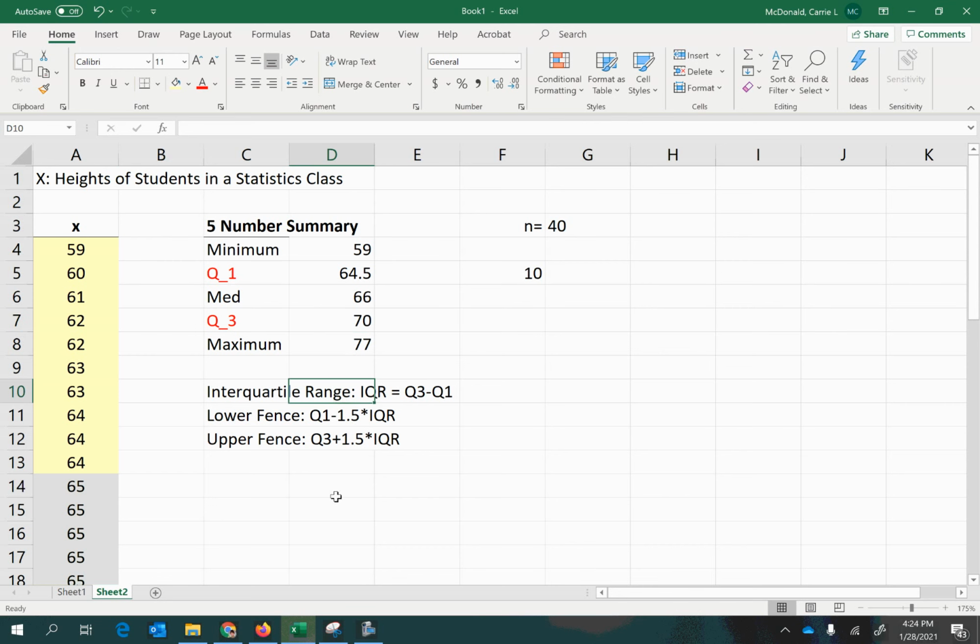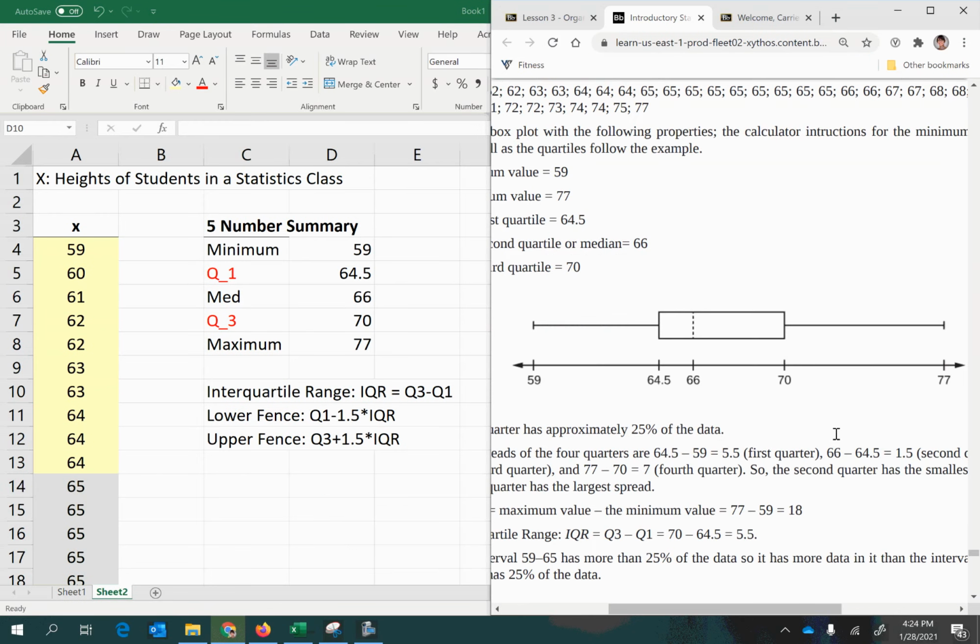Now you would use those to make a box plot. And let me show you the example from the textbook. Okay, so you can see here the box plot is laid out on the number line, where you can see the minimum value at the end of the whisker here is 59. The maximum value is 77. The box on the inside represents the interquartile range. So the first quartile is 64.5, the dividing line, and the third quartile is 70. And right there in the middle in the dashed line, that represents your median, 66.